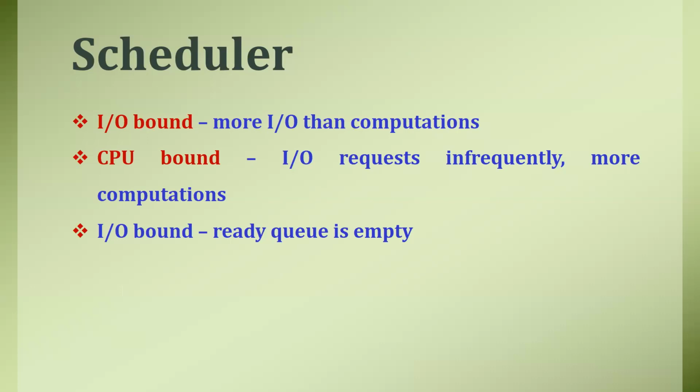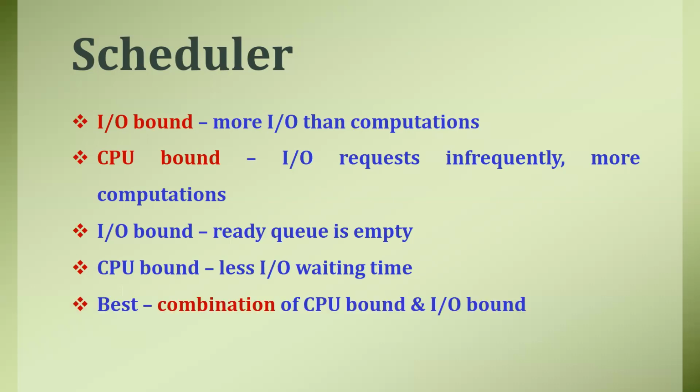If all processes are IO bound, the ready queue will almost always be empty, and the short-term scheduler will have very little to do. If all the processes are CPU bound, the IO waiting queue will almost always be empty, devices will go unused, and again the system will be unbalanced. Hence, the system with the best performance will have a combination of CPU-bound and IO-bound processes.